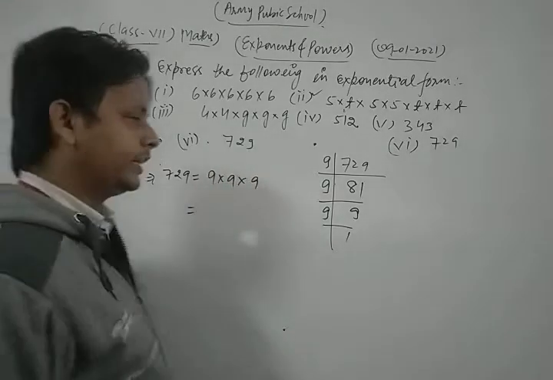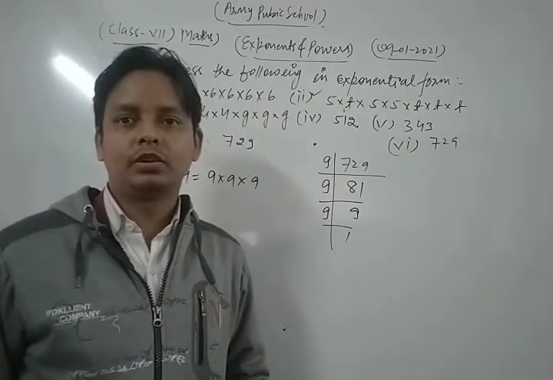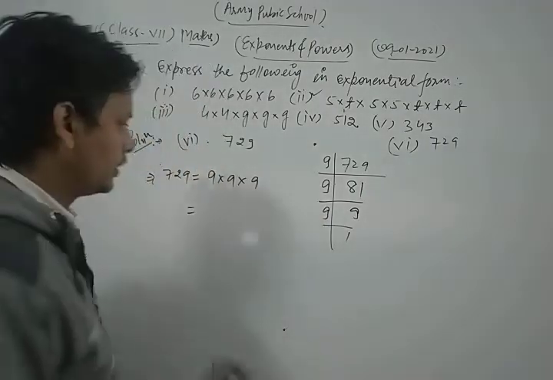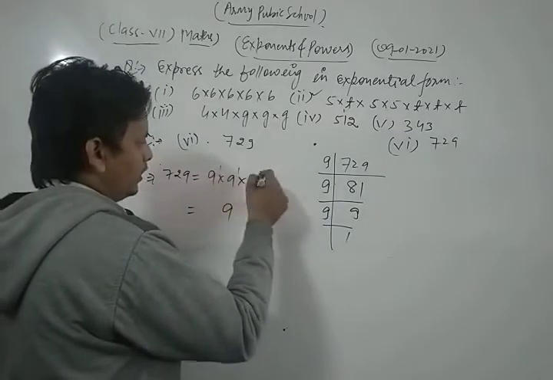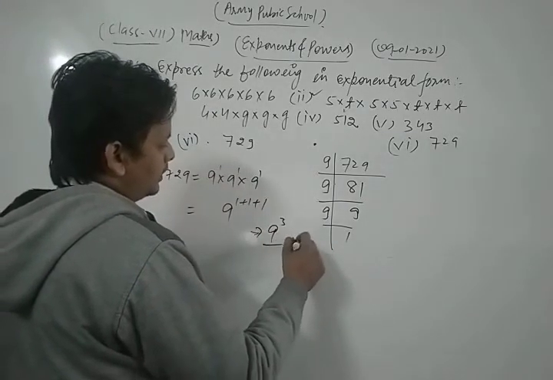Now again here we apply the laws of exponents: a to the power m into a to the power n is equal to a to the power m plus n. So here we write 1 plus 1 plus 1, that is 9 to the power 3. This is our required solution.